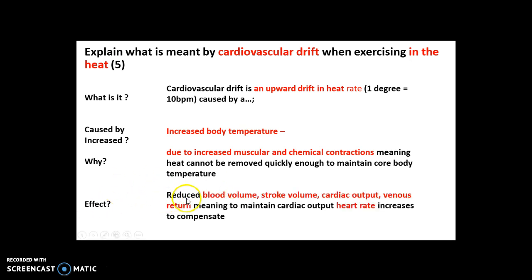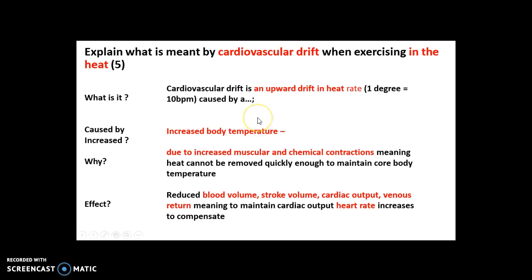So we have a reduced blood volume because all the blood has gone to the skin. It's gone to the skin by sweating. So this means there's a reduced blood volume, plasma, a reduced stroke volume, a reduced cardiac output, and a reduced venous return. So this means that we're having a real problem getting the blood to the working muscles. So what happens as a result of that? Well, our heart rate is forced to increase to compensate for the lack of blood volume going to where we want it to go, e.g. the working muscles. It's all going to the skin. So therefore, we have that problem. Heart rate increases to compensate.